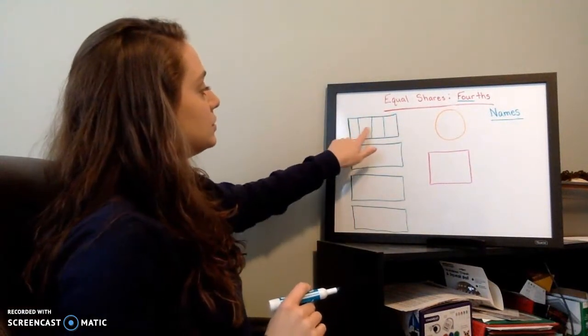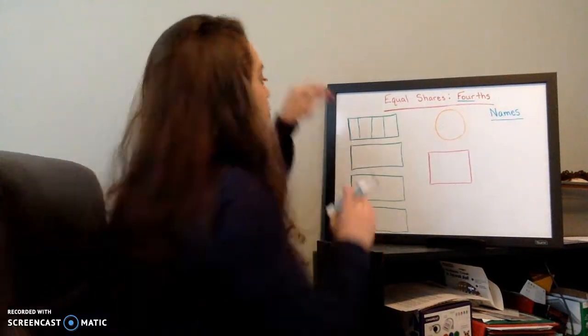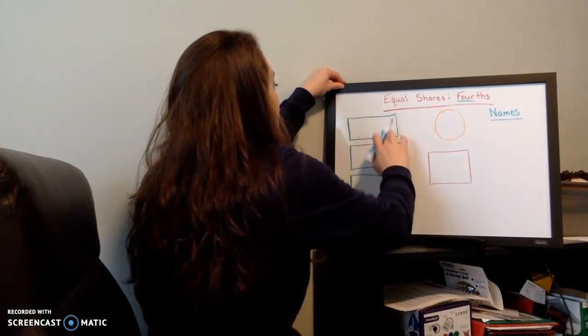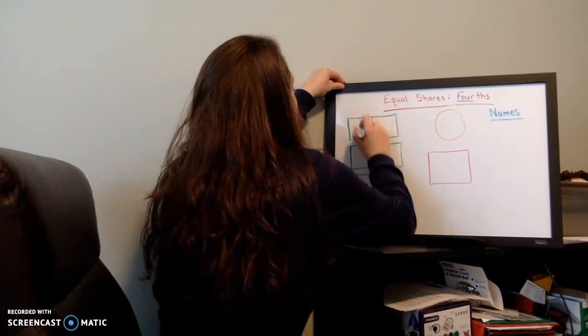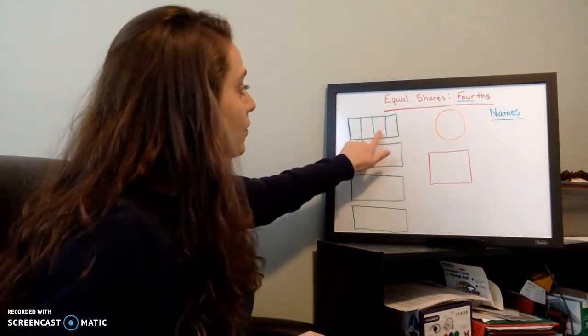So then I have 1, 2, 3, 4, and you have to be really careful to make sure that those are all the same shape. So maybe if I try this one more time, I can get them even more equal. Good. Now if you look at that, all those little shapes I made on the inside, those are all rectangles and they're all pretty much the same size, right? So that's how I know I split it into equal shares.